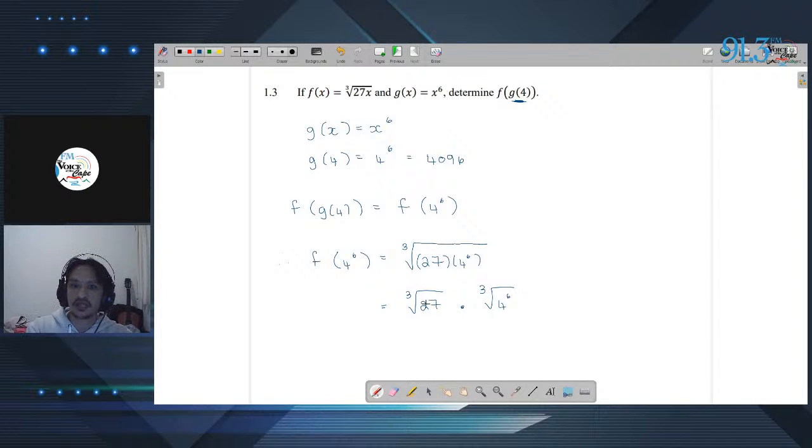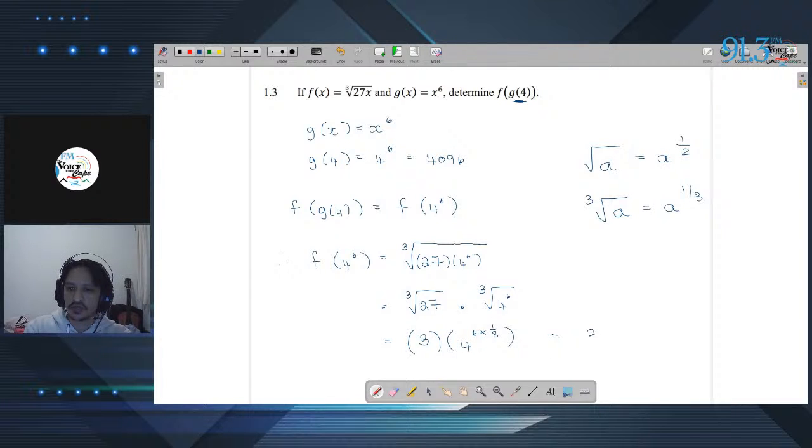3 times 3 is 9. 9 times 3 is 27. That is correct. So this is going to be 3, right, times by, and if we look at this, this can be quite scary. But remember, I told you that the square root of something is just a to the power of a half. So what is the cube root of something? That is just a to the power of a third. That's all it means. So we are just multiplying this exponent 6 by a third. So this is like saying 4 to the power of 6 times 1 over 3.